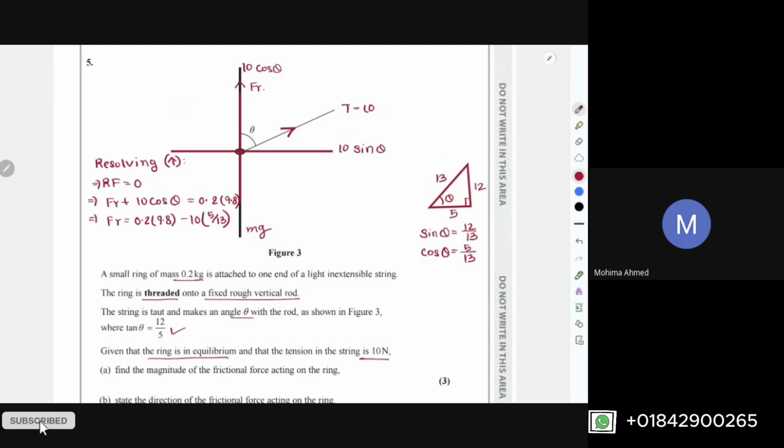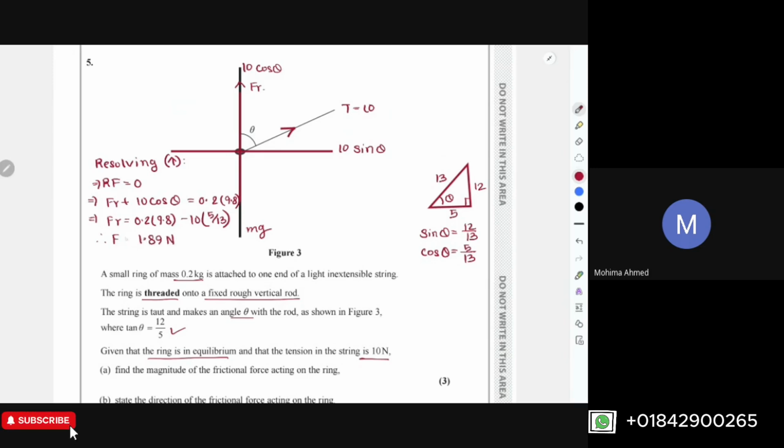0.2 times 9.8 minus 10 times 5 over 13. Wait, I'm getting some negative answers. Yes, I'm getting negative answers from this part. Friction turns out to be minus 1.89 Newton.